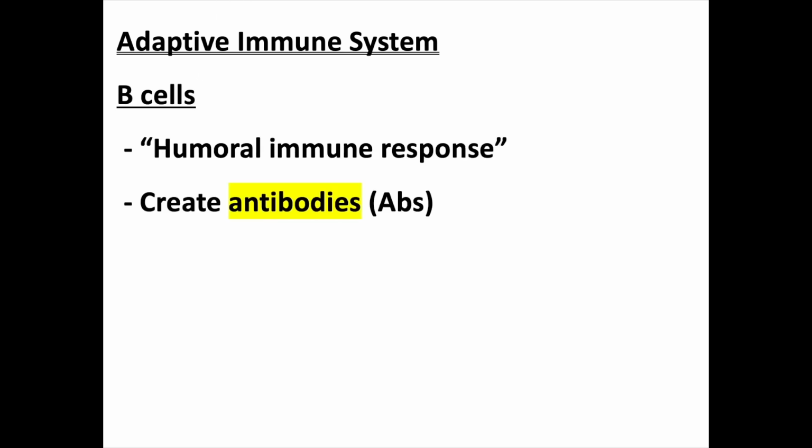So there are several leukocytes involved in the adaptive immune system. Let's start by talking about B cells. B cells are responsible for what's called the humoral immune response. Again, this is still part of the adaptive immune system, but B cells are humoral immune response. That's just a phrase associated with them. B cells create antibodies. Very important key term, and antibodies are often abbreviated as ABS, just in figures and note taking and stuff like that. What is an antibody?